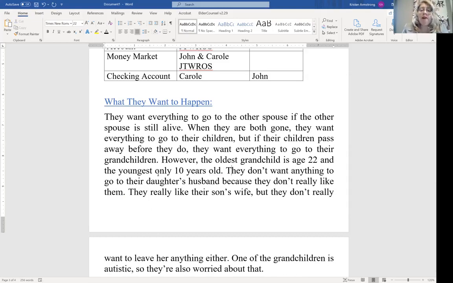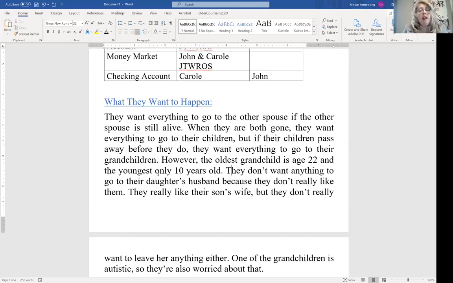So for John and Carol, because we have younger grandchildren, even though the oldest is age 22, let's say that John and Carol have $500,000 in assets, including their real estate, including their retirement accounts. And if they were to sell every single thing that they have, their estate is worth $500,000. Would they want one of their grandchildren at age 22 to get a share of $500,000?